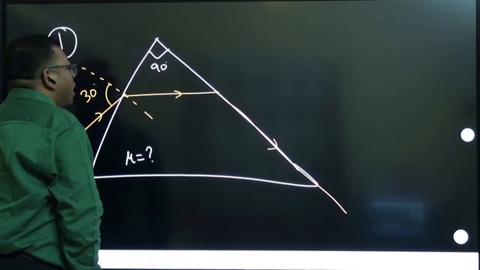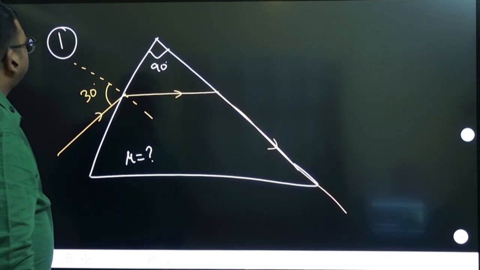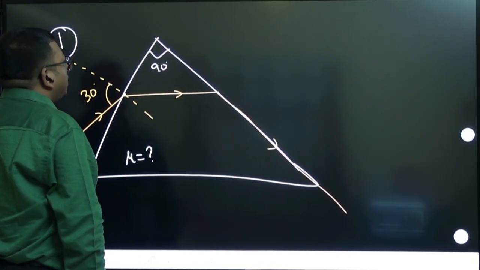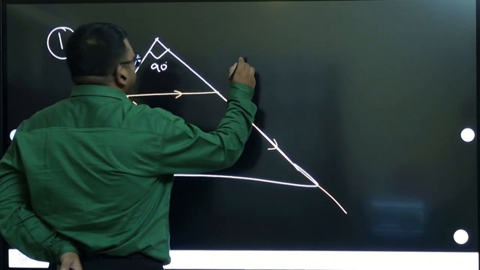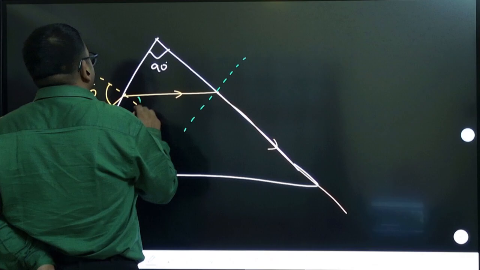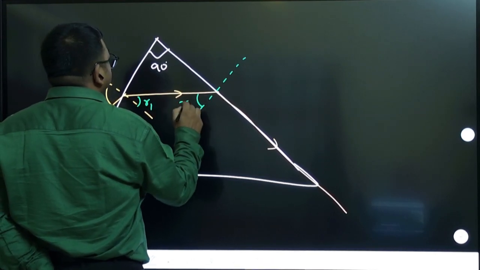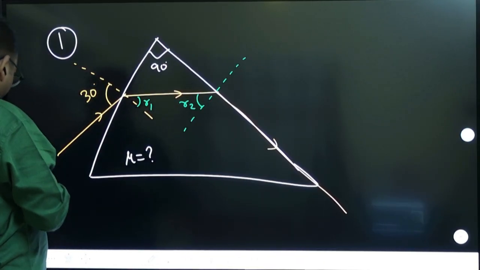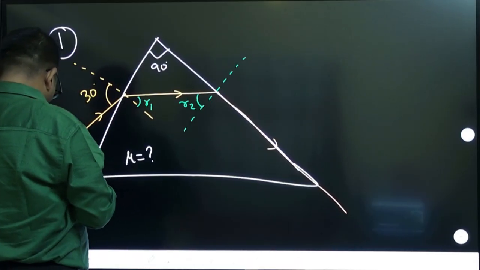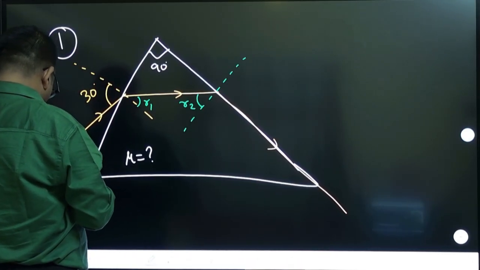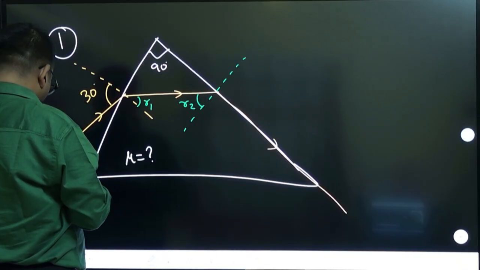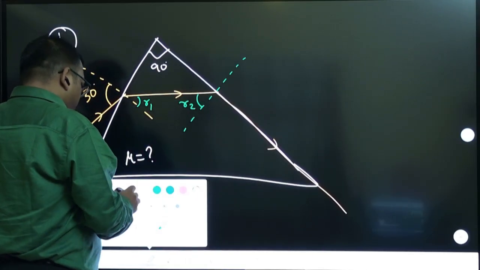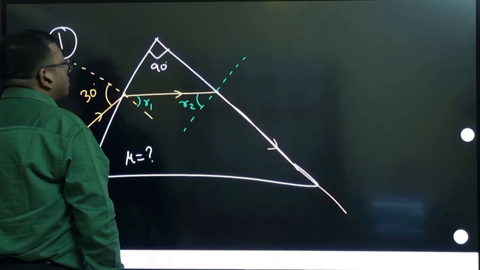So, refractive index. This is 90 degree. Here if I draw the normal, this is R1, this is R2. It is parallel to the base, right? Is it an isosceles triangle? They have given a right triangle prism. They have not said what the angles of this are. They didn't mention that.